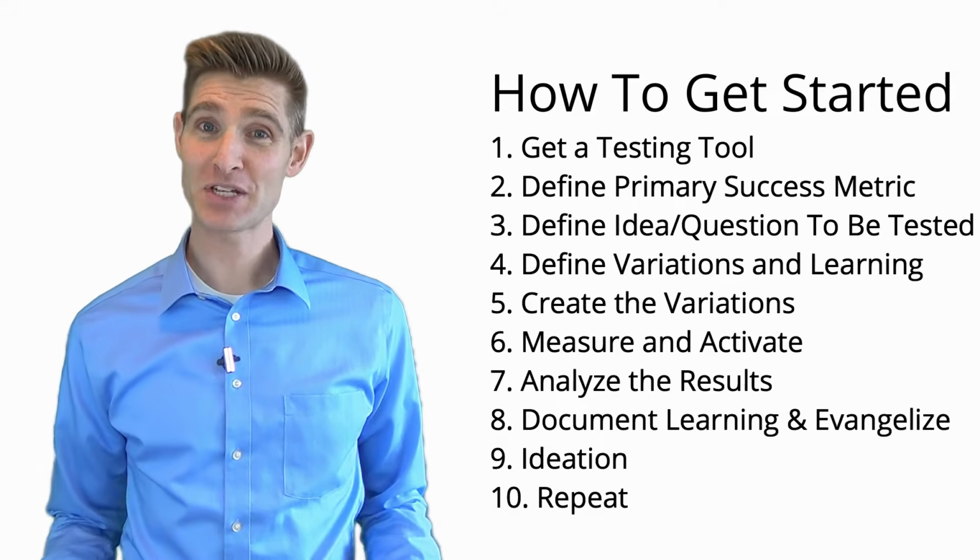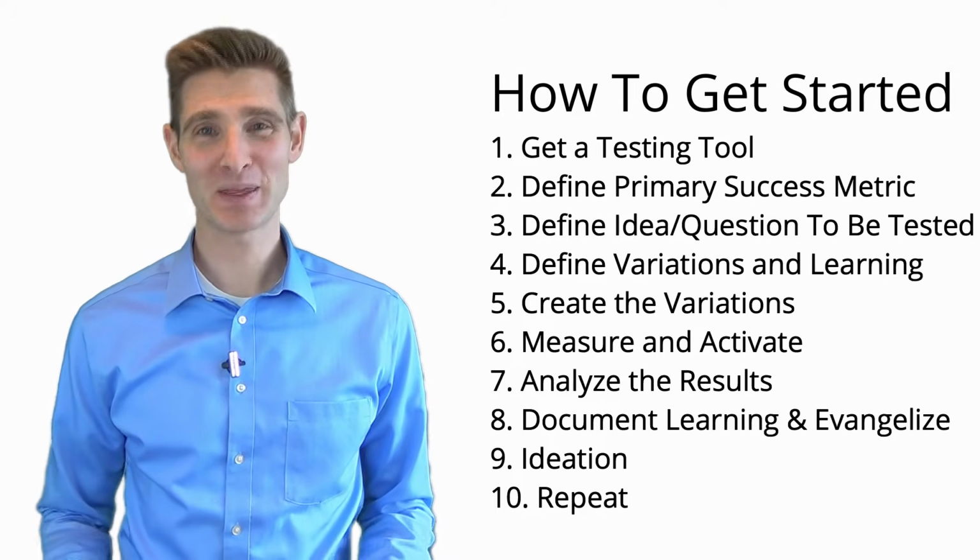And that leads us to step number 10. Step number 10 is simple. You just repeat the process. With your new ideas, you can go back to the beginning, create a good business question, make sure you have the right things in place, and start a new testing series. So those are the quick and dirty 10 steps on how to get testing.